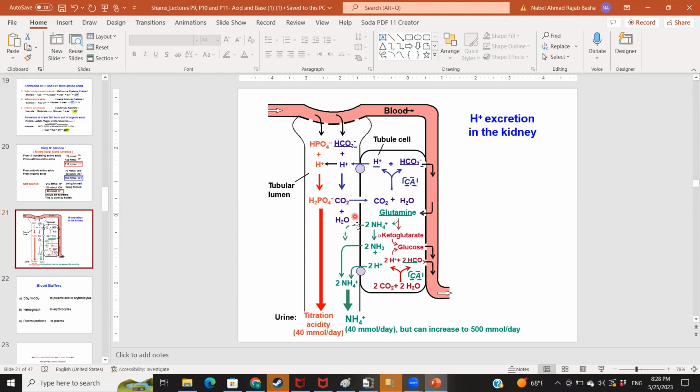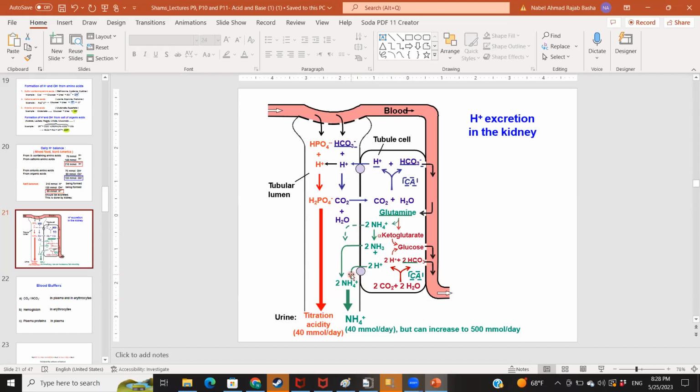The same thing applies to ammonia. Now, ammonia, we get it through the metabolism of glutamine. You don't have to know that, but we get ammonia, and ammonia NH3 enters the urine, and in the urine it accepts hydrogen, forming ammonium, which is NH4.